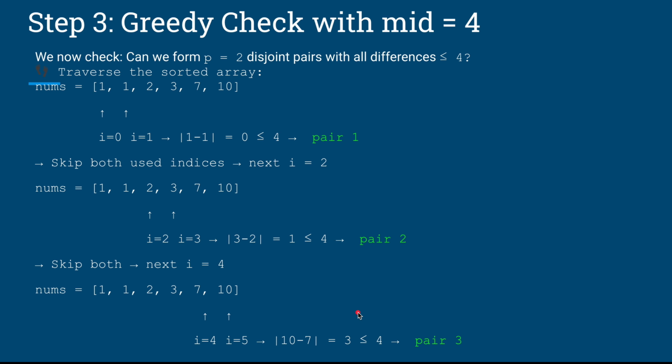The answer should be as small as possible. So if you take the pair 1 and 2, not the pair 2 and 3, then the answer will come 1. 1 is smaller than 3, so the answer will come like this. I hope you understand, guys.